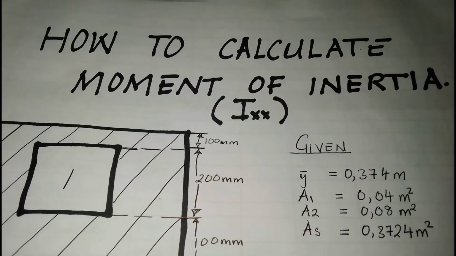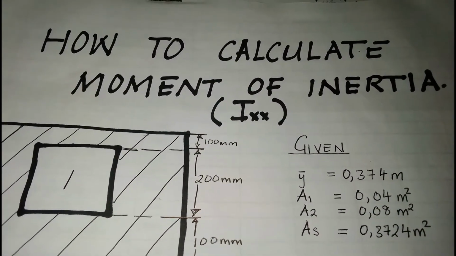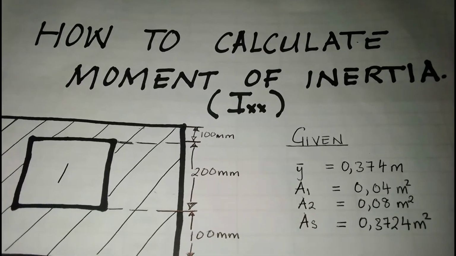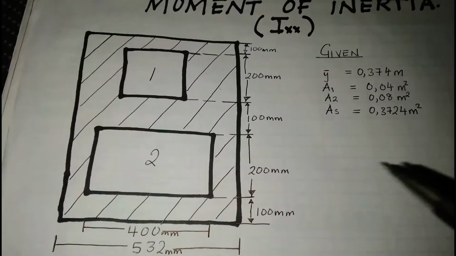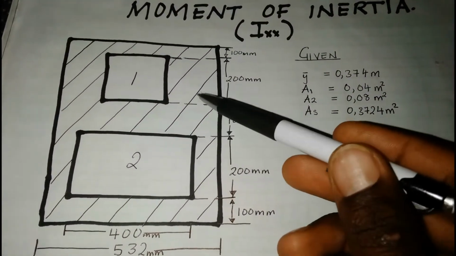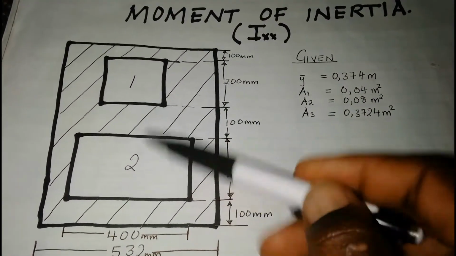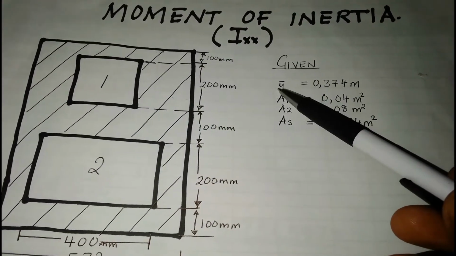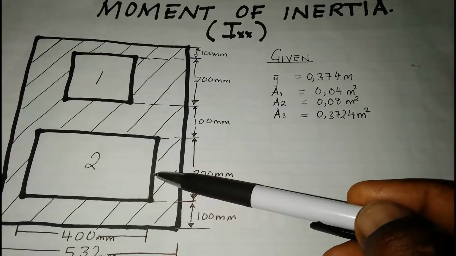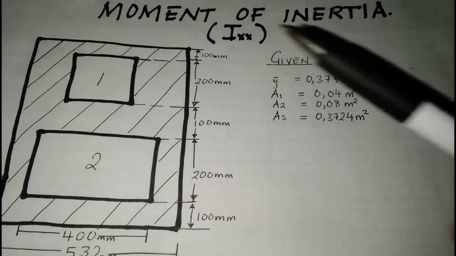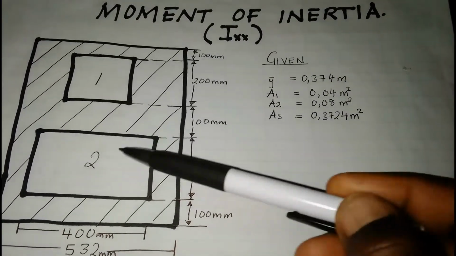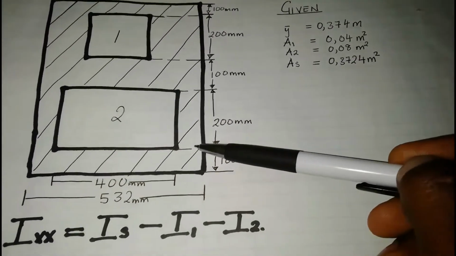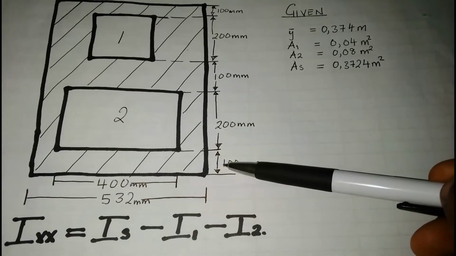Welcome. Today we are going to look at how to calculate moment of inertia, that is Ixx. We have this given structure, where this is the solid part and these are voids, and we've got some given information. We've got y bar, that is the centroid for this material, A1, the area for void 1, A2, the area for void 2, and AS, the area for the solid part. These are the parameters for this structure.